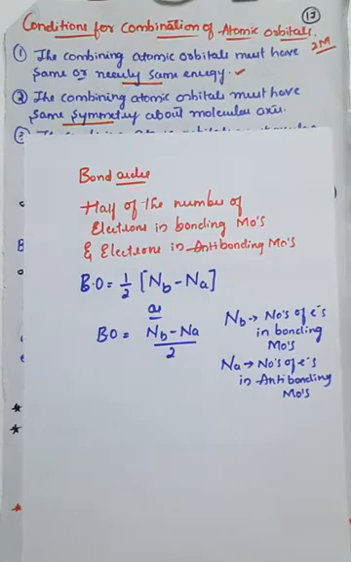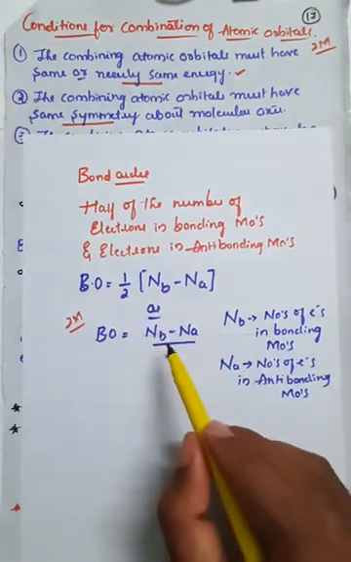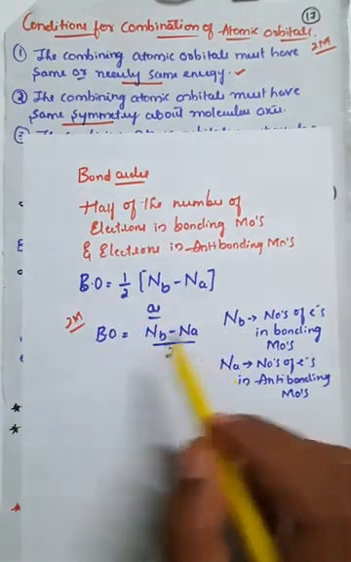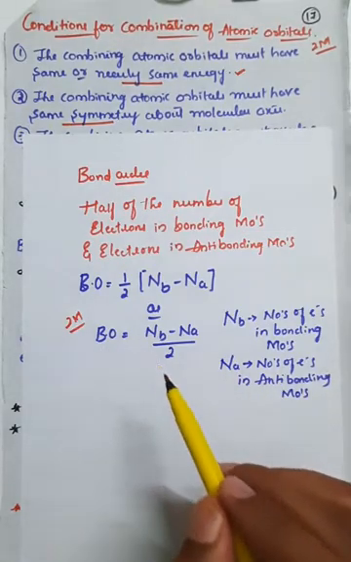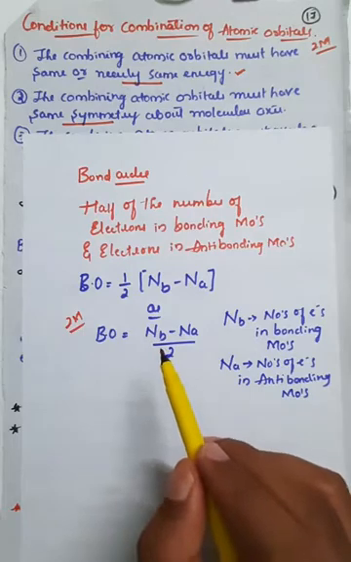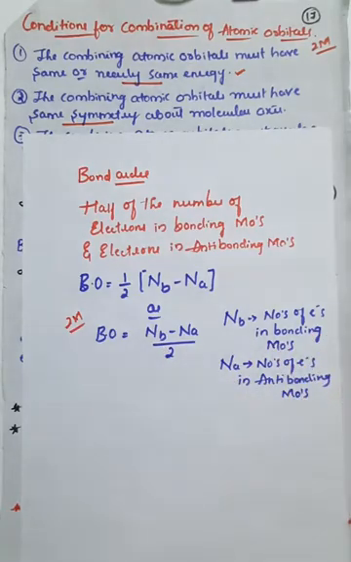This is a very important formula, and you might get a 2 marks question from here: calculation of bond order. Be careful with the formula, that is Nb minus Na. If you write it in reverse, it will be completely wrong. Therefore, bond order is equal to the number of electrons present in bonding molecular orbitals minus the number of electrons present in the anti-bonding molecular orbitals.